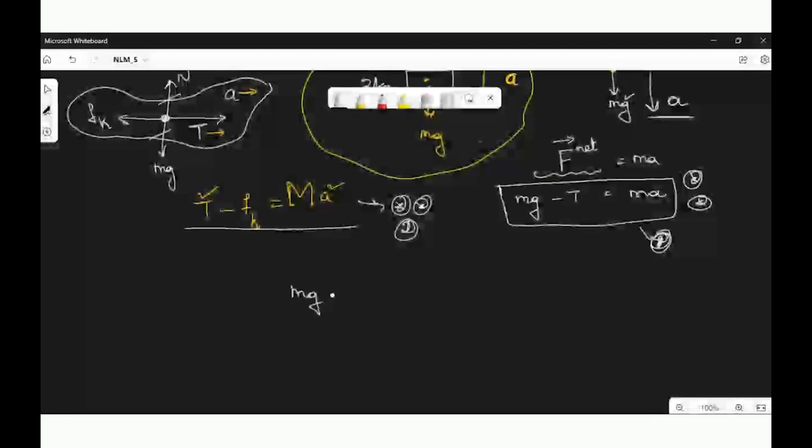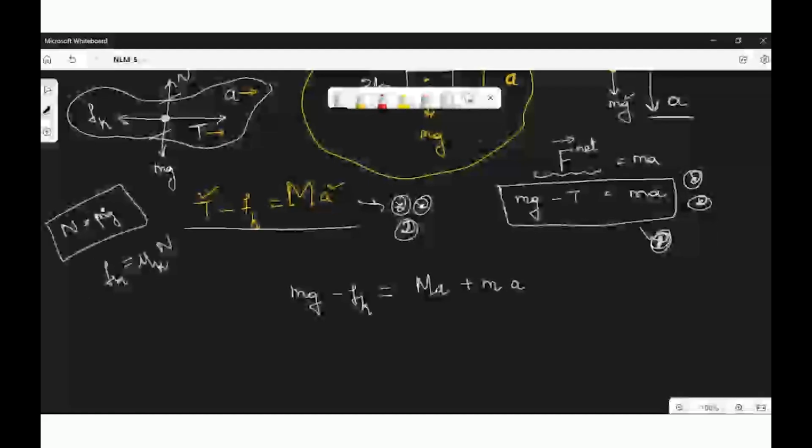Mg minus Fk is equal to Ma, and what else is there? Plus ma. Correct? Yes, ma'am. But Fk can be found out. Sorry, I thought it is not necessary. But your Fk is equal to what? Mu k into N. But N equals what? Capital M into g.